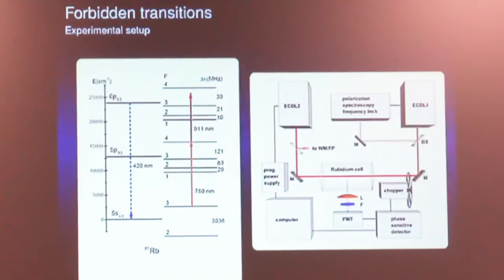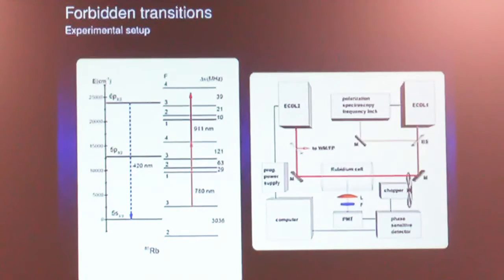6p 3/2 state. If we change the wavelength to 917.5 nanometers, we can reach the 6p 1/2, that is slightly lower than here. And we detect the production of this electric dipole forbidden transition by the emission of this blue light that results from the spontaneous decay of the 6p 3/2 state.